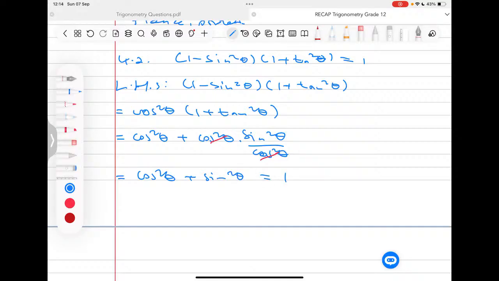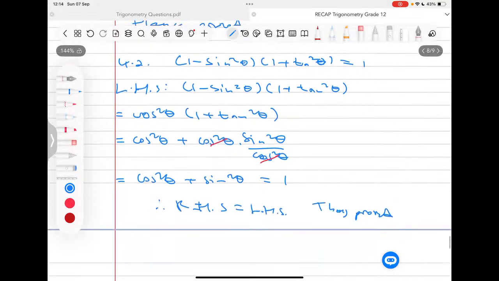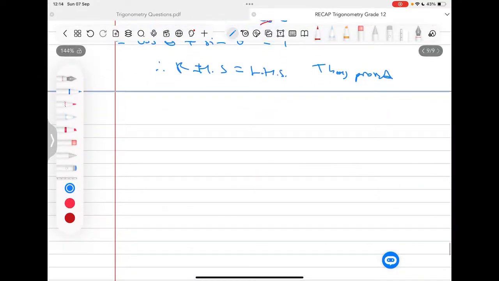We know this identity, right? And then we can therefore say the right hand side is the same as the left hand side. Right, that's proved. So we've proved that that side is equal to 1 as well.